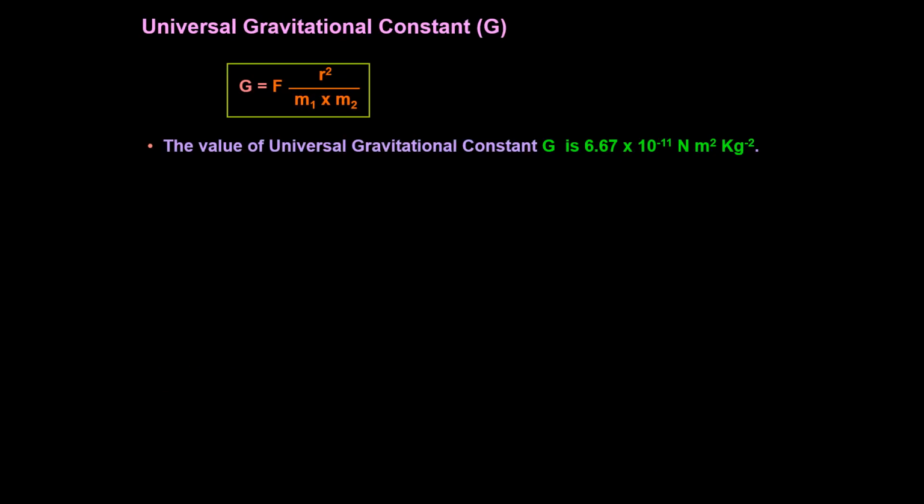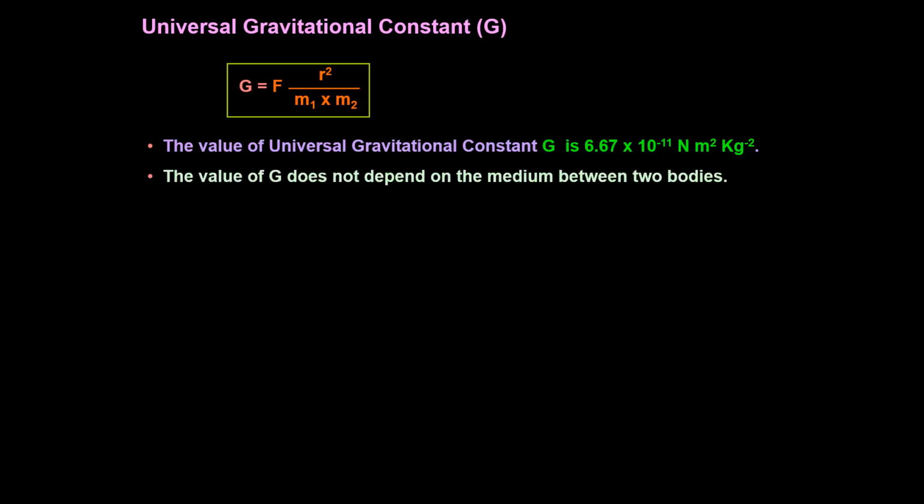Can anybody tell me how Newton meter square per kg square has come as the SI unit of the gravitational constant? So G is force times R square divided by M1 into M2. The SI unit of force is Newton, R square is meter square, and M1 into M2, two masses, is kg square. Is that clear?